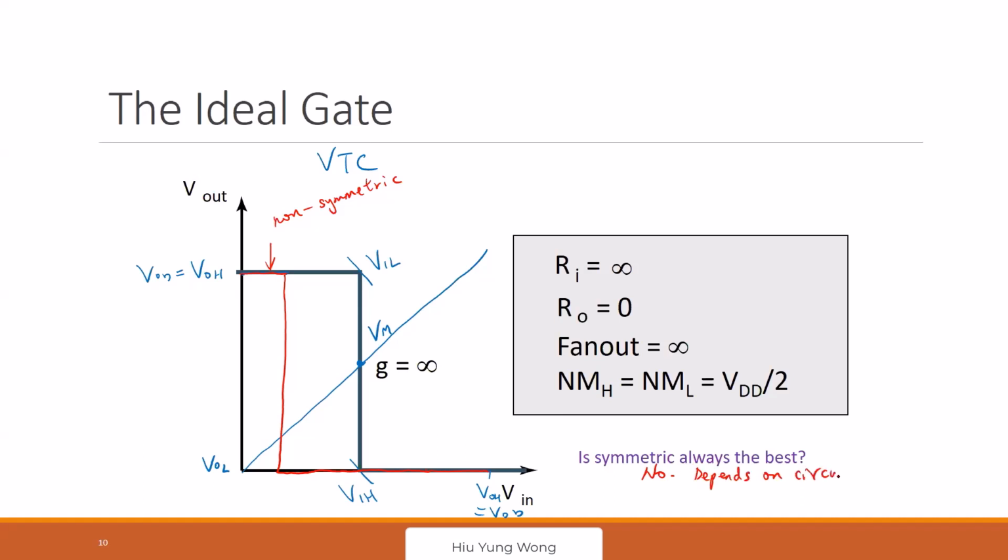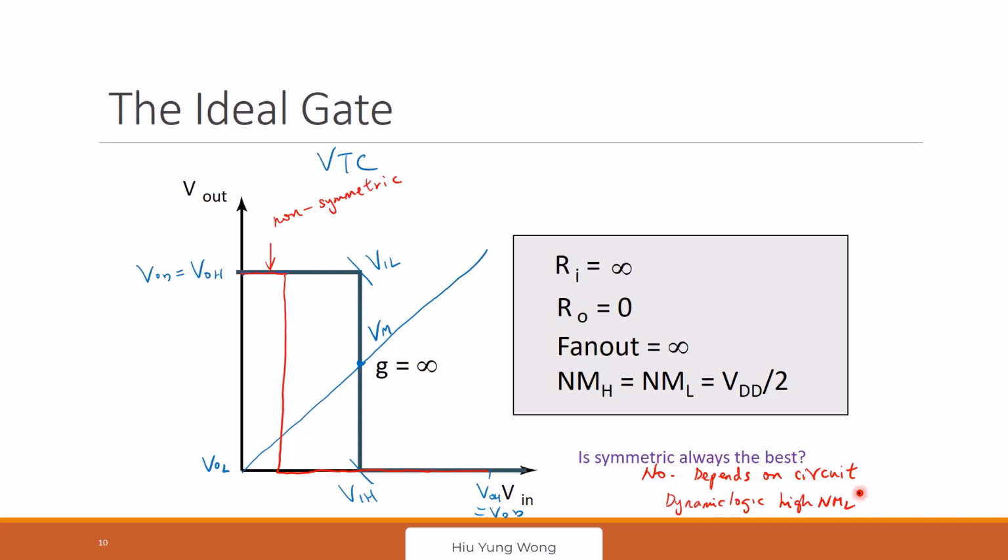For example, for the domino logic I just mentioned to you, which we call the dynamic logic, we actually prefer to have a high NML, right? We will explain in the future, but it's easy to understand.